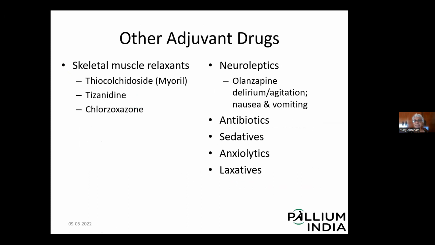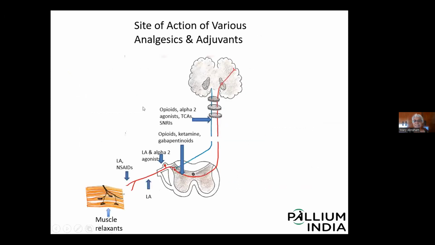And the other adjuvant drugs are the skeletal muscle relaxants, neurolepts like olanzapine, antibiotics, etc. So if you look at this pain pathway, you just see how the muscle relaxants are acting at the periphery, right, at the muscle level. Local anesthetic and NSAIDs are acting at the nociceptor level.